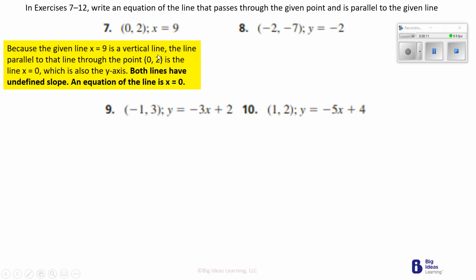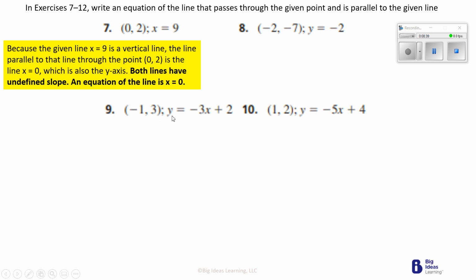So it says right here, the line parallel to that line through the point 0, 2 is the line x equals 0, which is also the y-axis. Both lines have undefined slope. The equation of the line is x equals 0. All right, so yeah, I didn't need the point slope formula on that one at all. Let's try this one here.